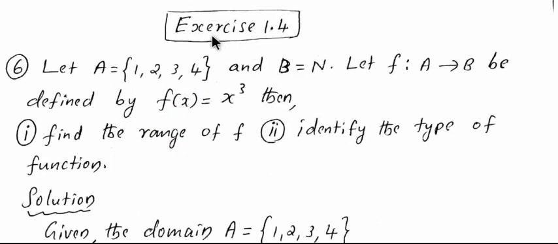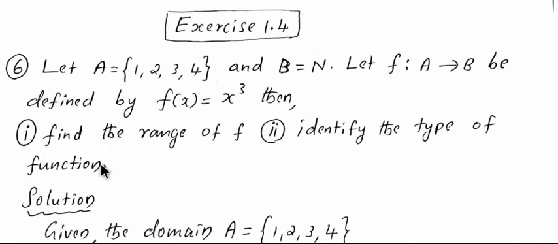Exercise 1-4, question number 6. Let A be equal to the set {1, 2, 3, 4} and B be equal to N. Let f mapping A to B be defined by f(x) = x cube. Then 1. Find the range of f. 2. Identify the type of function.